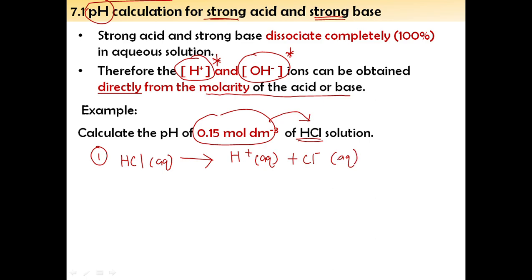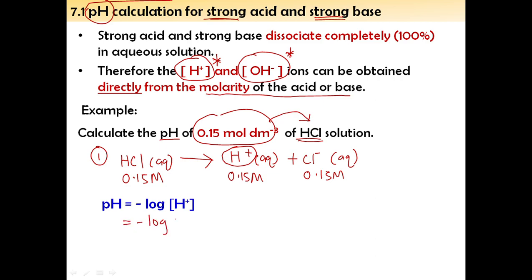Okay. So, we know that the concentration for HCl is 0.15 molar. Since it's a 100% dissociate, maksudnya H+ pun 0.15 m juga. Cl- pun 0.15 m juga. Jadi, kalau dia strong, awak boleh directly ambil concentration ni. So, now, since we have the concentration for H+ already, now we can calculate the pH. Soalan nak pH, masukkan sahaja dalam formula. So negative log H plus berapa tadi? 0.15 m. Tekan kalkulator, awak akan dapat jawapan 0.82. Dah siap. Okay, agak simple kan? So hopefully boleh faham sini.